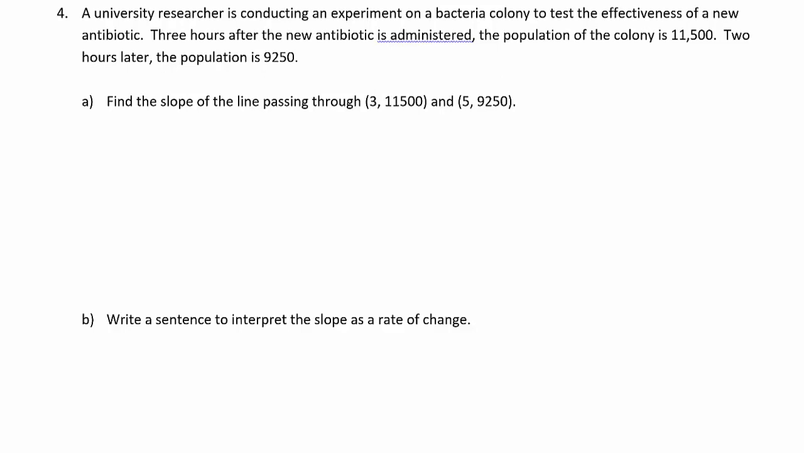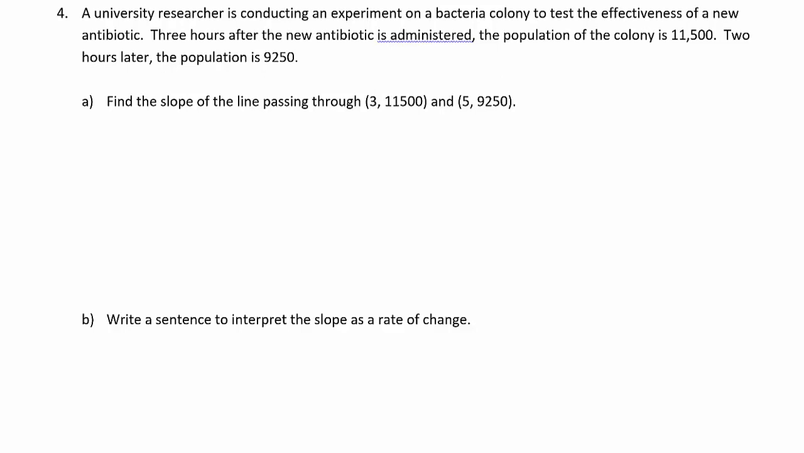This problem says, a university researcher is conducting an experiment on a bacteria colony to test the effectiveness of a new antibiotic. 3 hours after the antibiotic is administered, the population is 11,500. 2 hours later, so that's 5 hours after we started, the population is 9,250. Part A says find the slope of the line passing through these 2 points given.